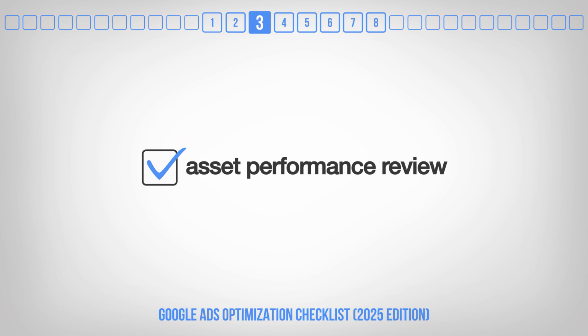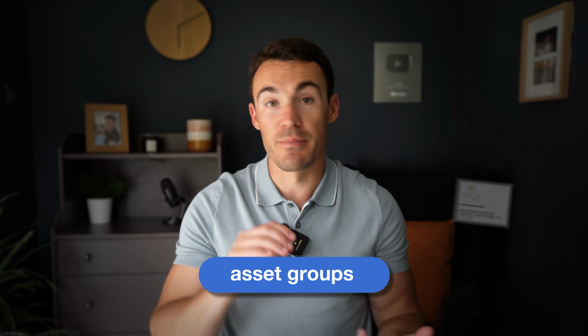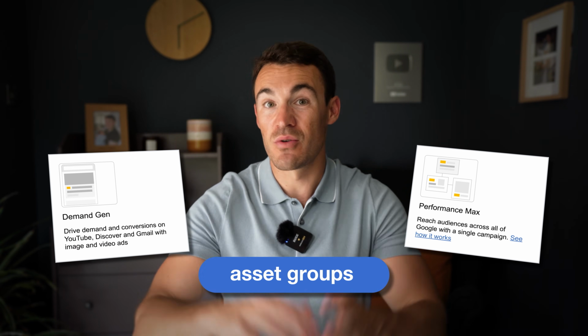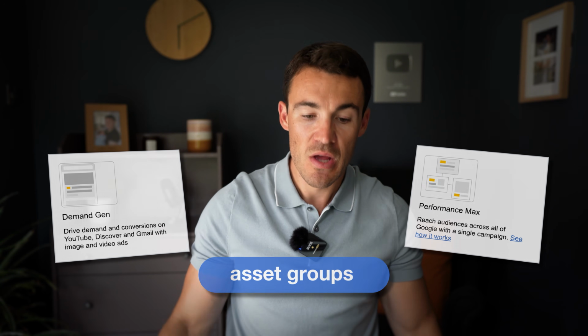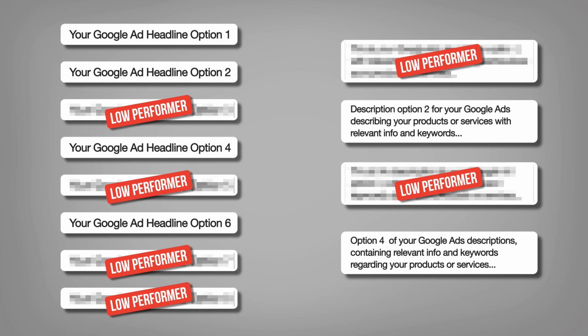Step number 3 is an asset performance review. And this applies to responsive search ads if you're running search campaigns, but also to asset groups within Performance Max campaigns or demand gen or other aspects of Google advertising. So firstly, take a look at your headlines and descriptions and replace the low performers. The ones that aren't doing well, get rid of those. Add in new ones that you will hope will beat the ones that are performing well. You might stumble across winners that can massively improve performance.